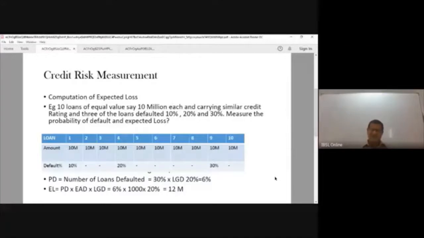Now we computed the probability of default at 6%. Exposure, we took the whole overall exposure, which is 10 into 10 is 100 here actually. You may have to take it, I think 10 is high. 10 million is the total value. 6 into 20% is, I think, 1.2 million you will lose. So you may need to change the figures here.